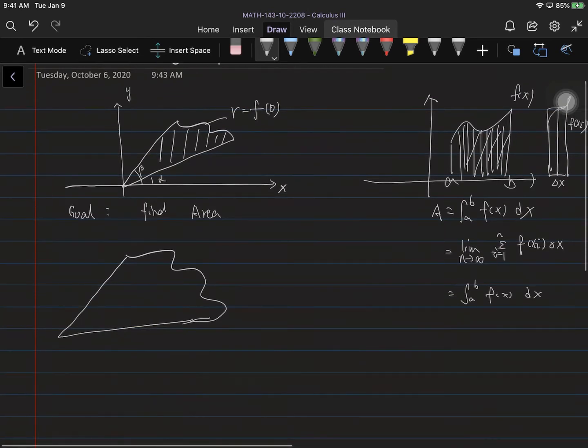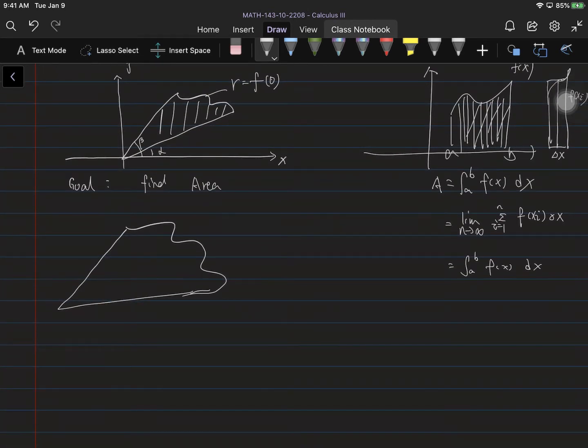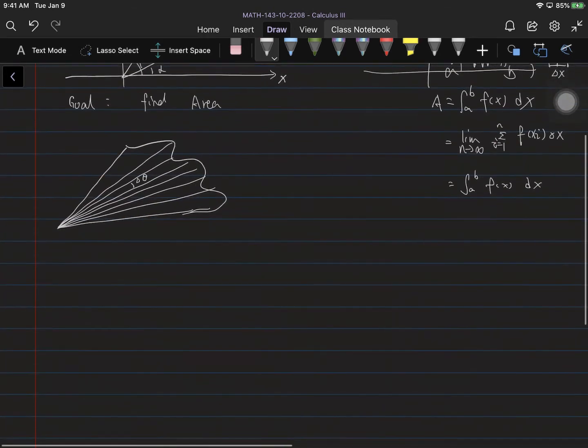In the Cartesian coordinate. Now we are going to use the same idea, but we are going to cut in a different way. We are going to cut in this way. Okay, you can see each small piece has an angle, we say delta theta. So right now, I'm going to take the small piece out, like this, and draw it a little bit larger.